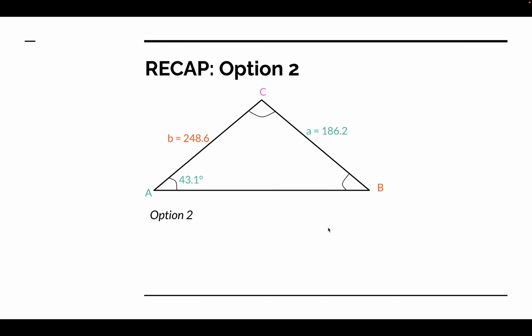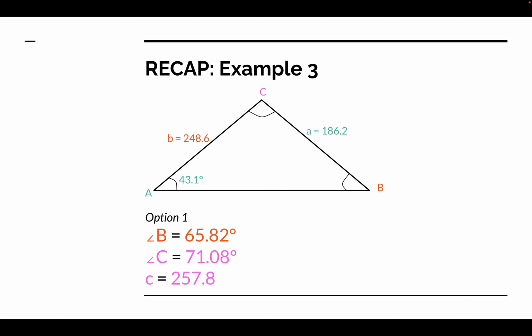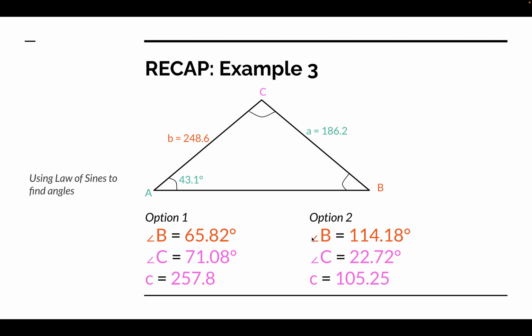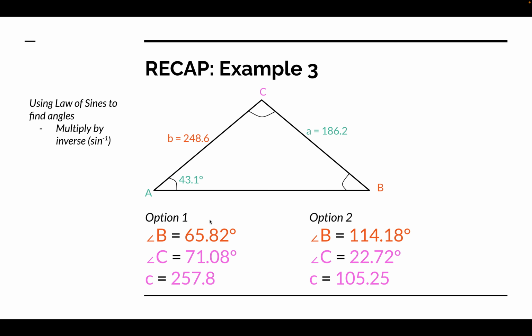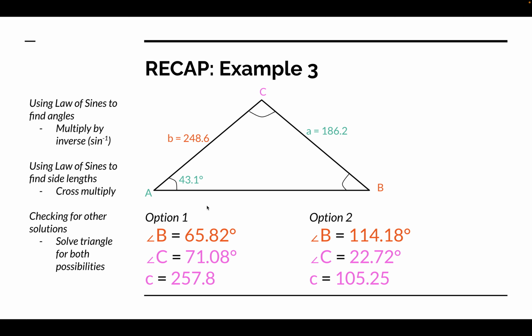So, here's what we got. We're still on option 2. We got angle B, angle C, and side C. So basically all example 3 did is we just had to solve for two possibilities for this triangle. We used law of sines to figure out angle B, and we had to use a sine inverse to figure that out. Then we also used the law of sines to find the side lengths. We used it to find C in both parts. But the main thing we went over in this example that was different was we checked for other angles, since we have two questionable angles, so there was more space for possible triangles.